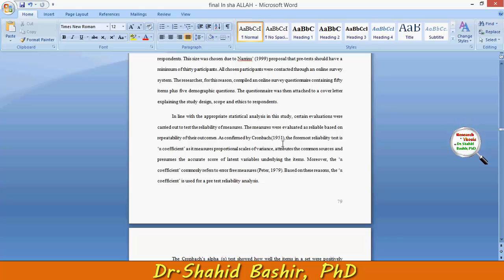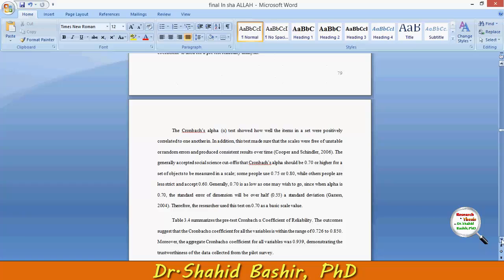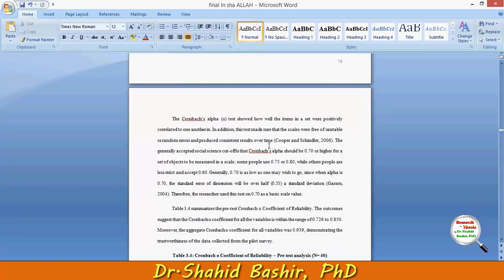As defined by Cronbach, the foremost reliability test is what you usually call the Cronbach alpha coefficient. When we use this test, we usually apply statistical software, that is SPSS. As per this test, the cutoff value should be at least 0.70 or higher.